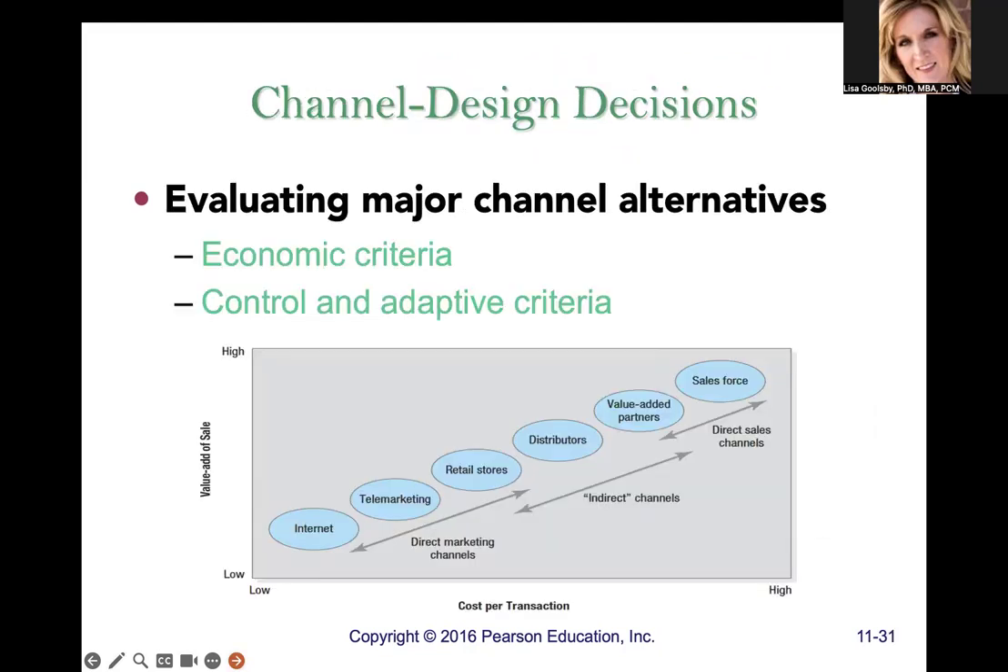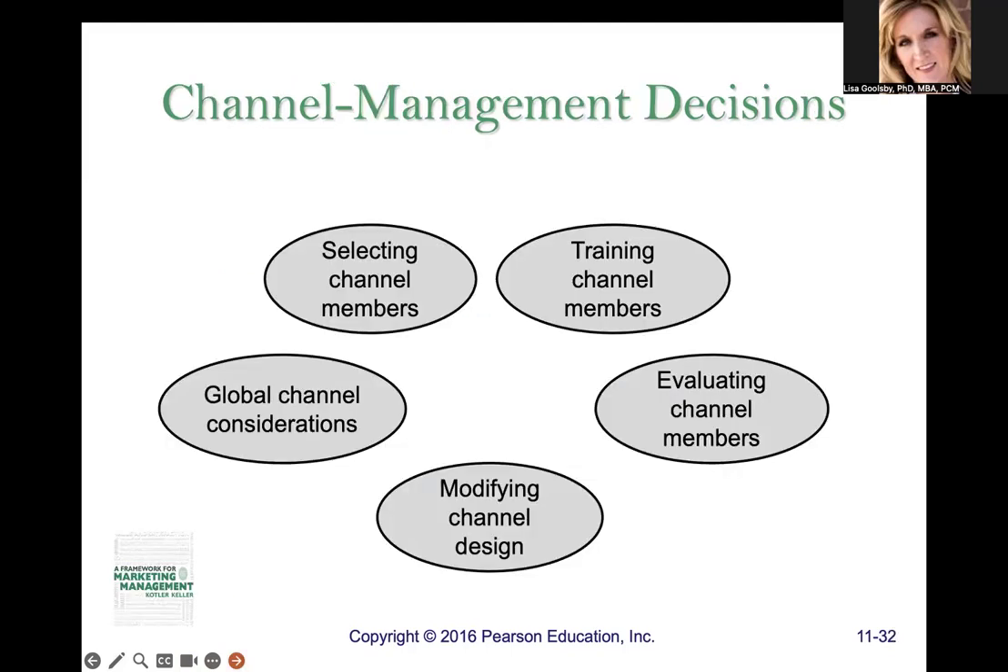A couple of things when you're evaluating your channel alternatives: economics and control. So you want to look at those direct marketing channels, might be the internet or telemarketing or retail stores. Indirect channels might be distributors, and then direct sales channels would be value-added partners or a particular sales force. So, some channel management decisions: training channel members is big, evaluating them, modifying them, and then selecting those channel members.